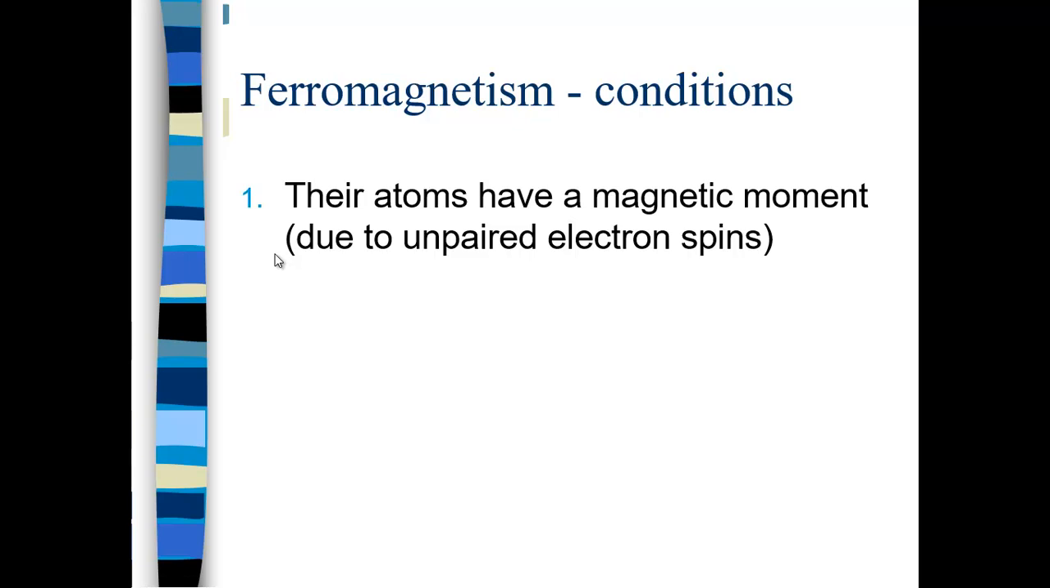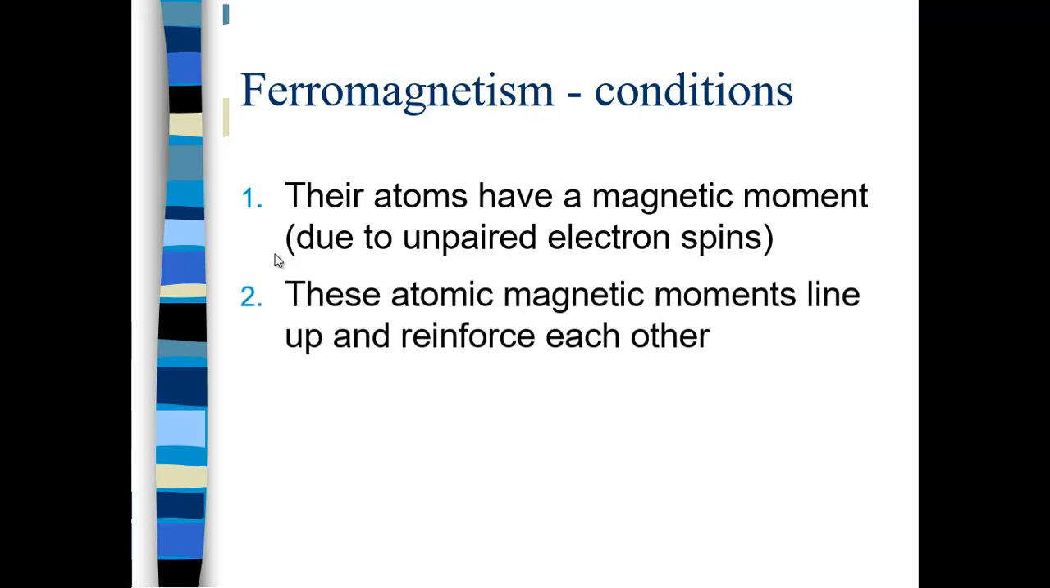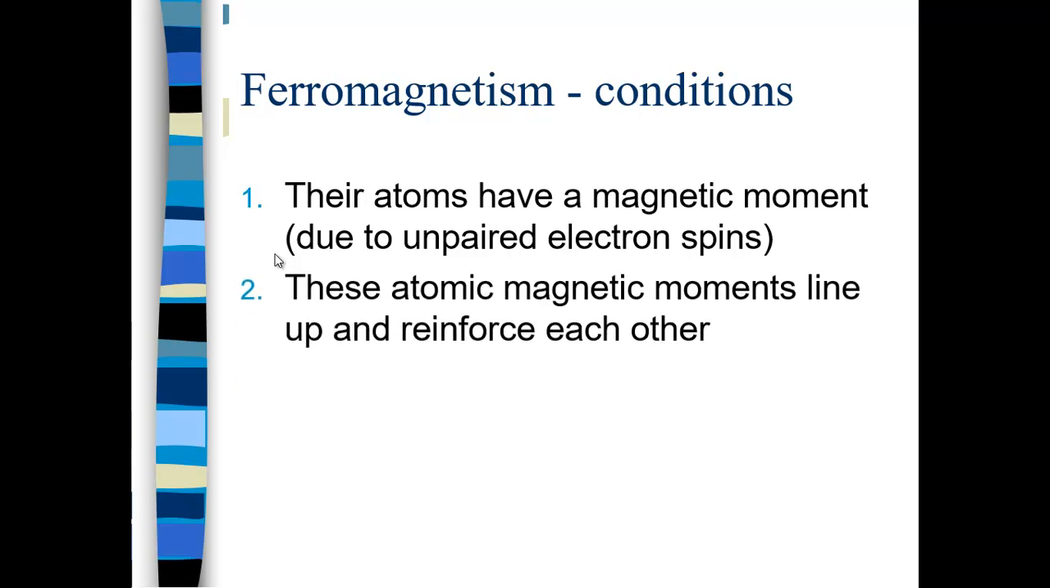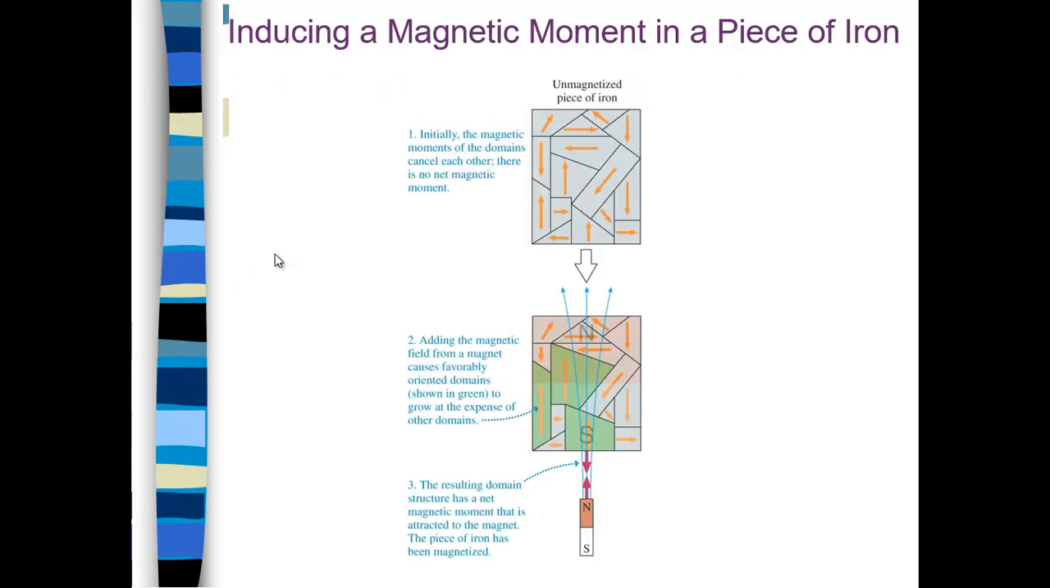And these atoms have to have a magnetic moment. It's not just iron, other materials can magnetize too. This is due to unpaired electrons that are spinning. These atoms' magnetic moments line up and reinforce each other. So if I have a piece of iron that's unmagnetized, then in these separate domains you'll have magnetic fields, but they'll cancel each other out. The net effect will be no magnetism.